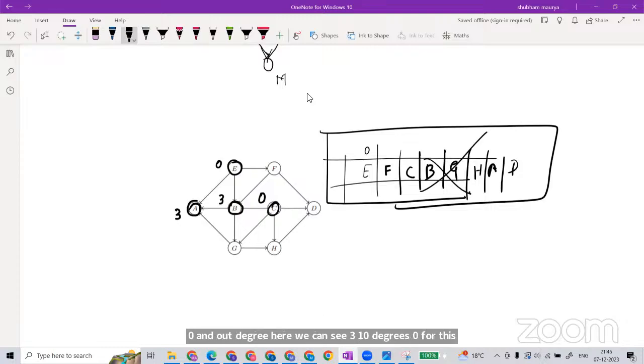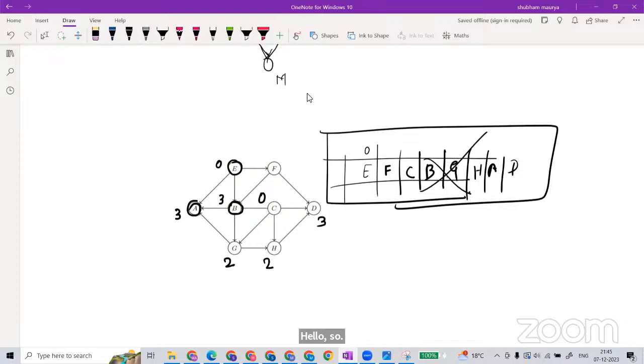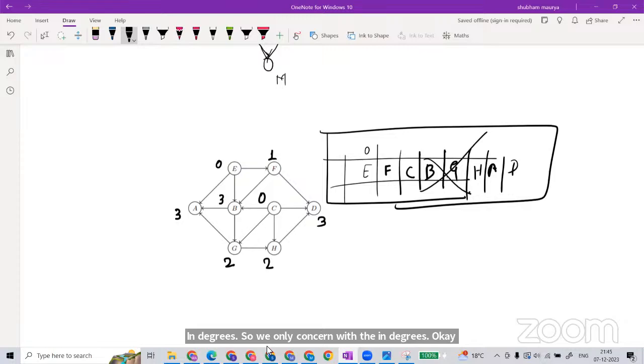For this one is 3. What is in degree of this vertex? Two, sir. Two edges are incoming edges. And for this one is 2. For this one, in degree is 1. So we only concern with the in degrees. Okay, so we listed all the in degrees here.